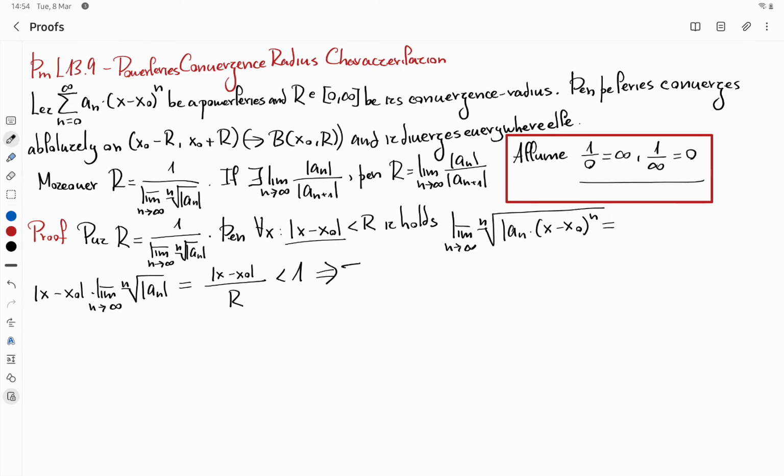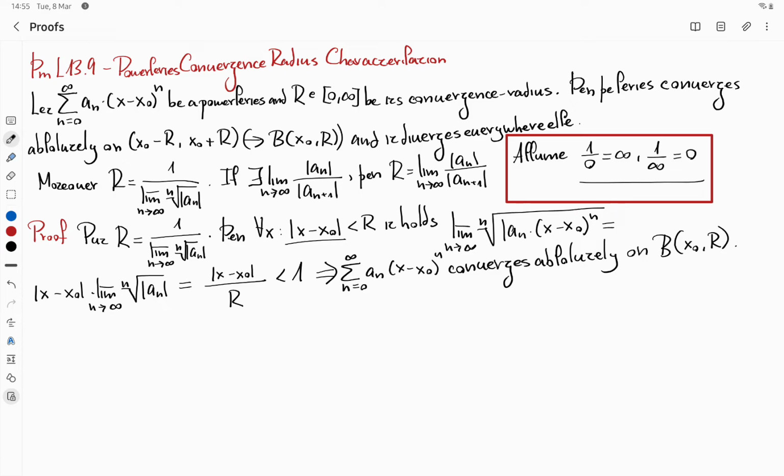I won't be lazy, I'll write it out. The sum from the beginning, from the claim, converges absolutely on this ball, right? That will be just proven.